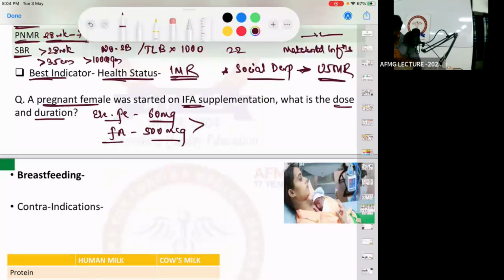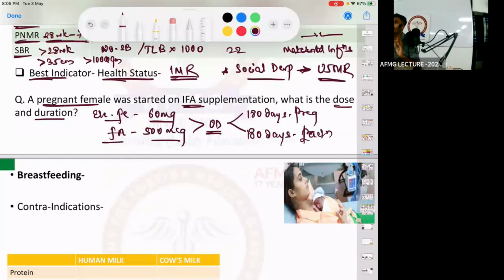How many times is it given in a day? It is once a day. For what duration? 180 days in pregnancy and 180 days in lactation. What is the frequency? Once a day. What is the dose of elemental iron? 60 mg. What is the dose of folic acid? 500 microgram. Important.